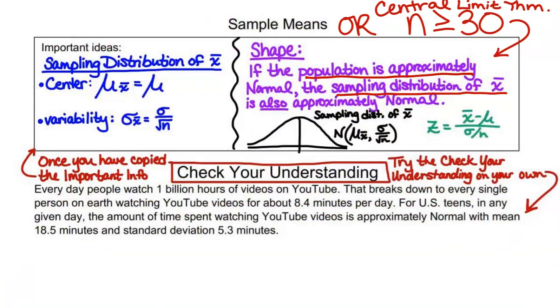And before we do the check your understanding, I want to show you guys how the central limit theorem works and why we're looking at, why is it 30? Honestly, because a bunch of statisticians got together and said if it's 30, it's going to be approximately normal. But I want to show you.